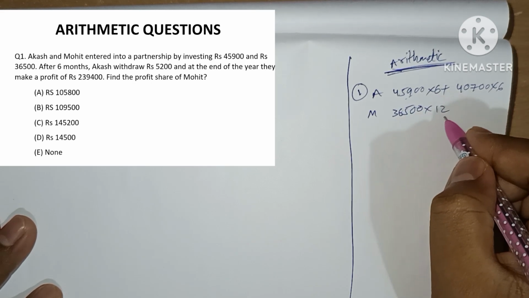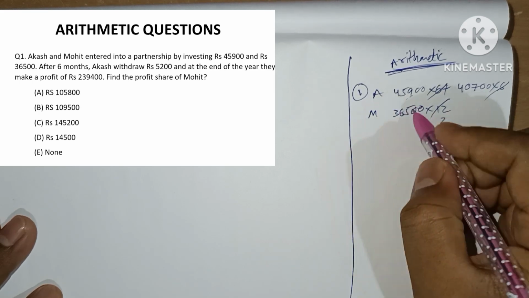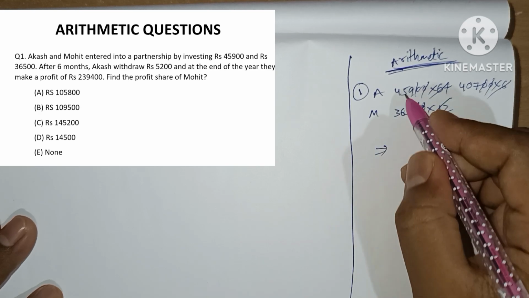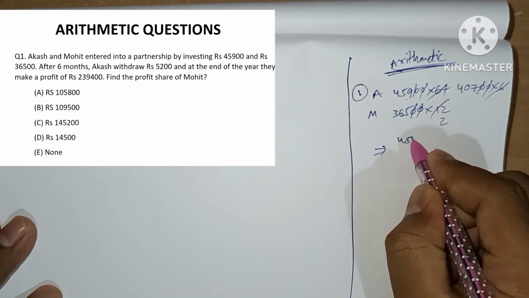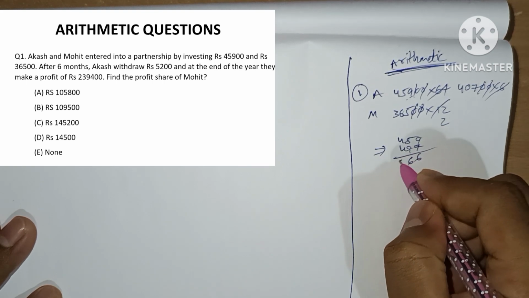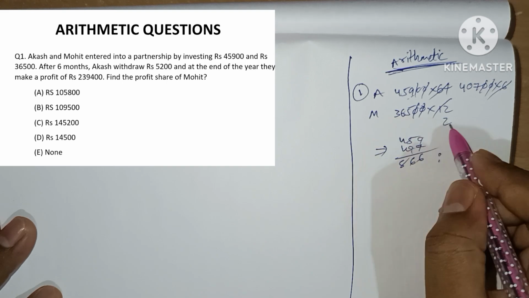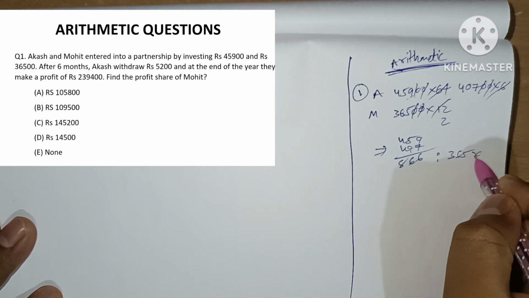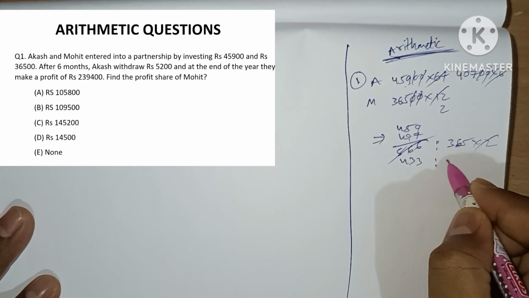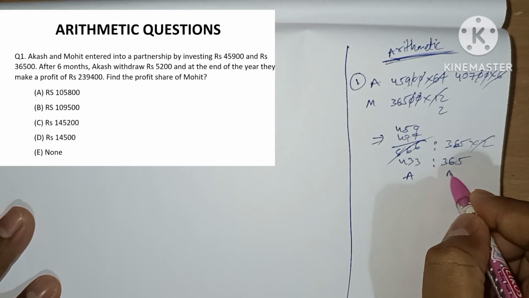Here it is a total 12 months. Now the ratio we get is this one, double zeros cancelled. So what we have is 459 plus 407, 16, 6. This will be 866, and this is nothing but here we have 365 into 2, 433 times. We have the ratio of Akash and Mohit here.